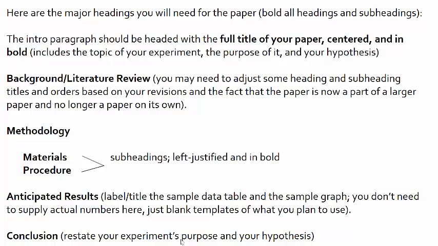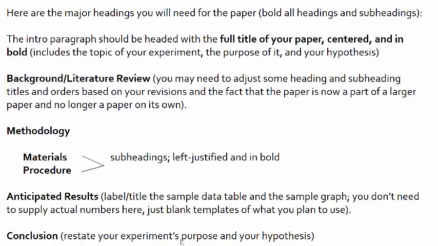After this, centered and in bold, you're going to have the term methodology. Underneath methodology, left justified as a subheading in bold, you're going to have your materials list. Again, the materials should be bulleted. Include amounts if you know your amounts, and include brand names if they are relevant.